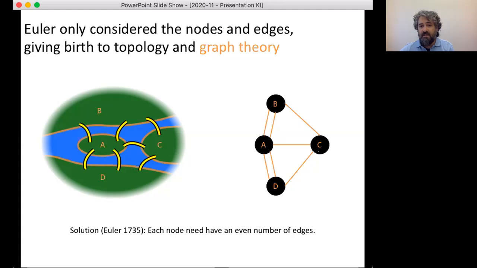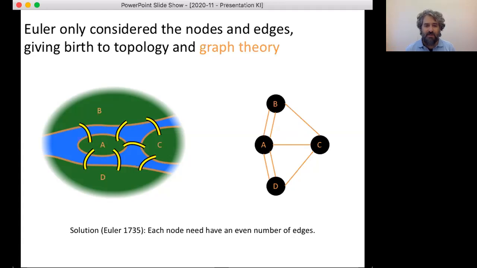But you see that C has only 3 bridges, which means I cannot go in and out a certain number of times. I can go, for example, if I start in C, I can go out once, I can come back in once, and then I go out again, but then I cannot go back through one of the same bridges.